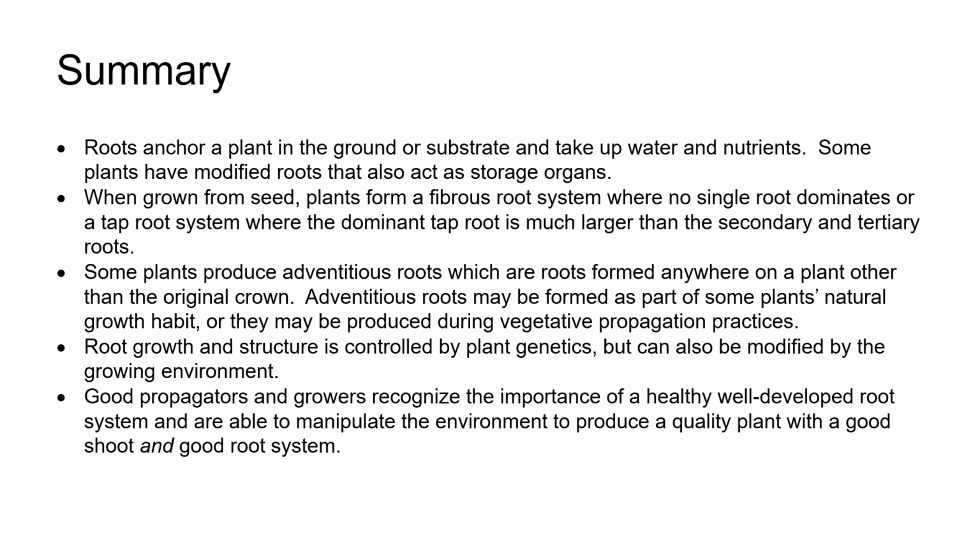Some plants produce adventitious roots, which are roots formed anywhere on a plant other than the original crown. Some plants produce adventitious roots as part of their natural growth habit, or they may be produced as a result of some propagation methods. Root growth and structure is controlled by plant genetics, but it can also be modified by the growing environment. And finally, good propagators and growers recognize the importance of a healthy, well-developed root system and are able to manipulate the environment in order to produce a quality plant that has both a good shoot and a good root system.